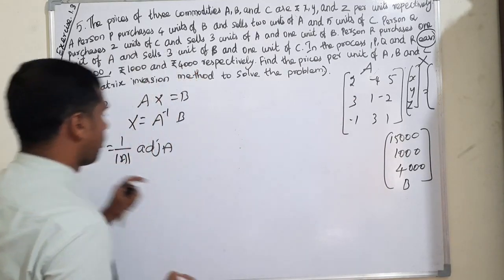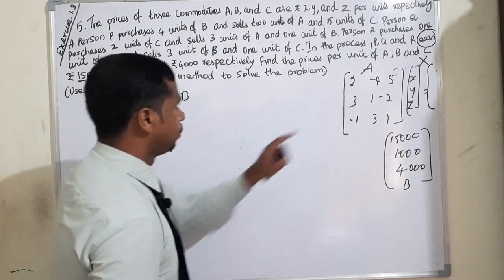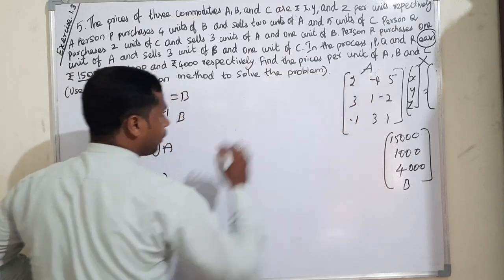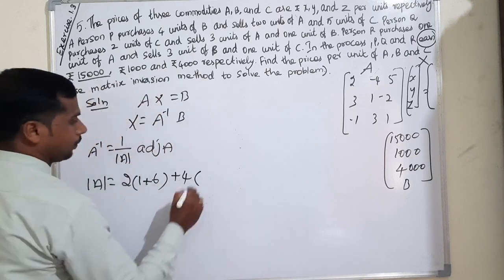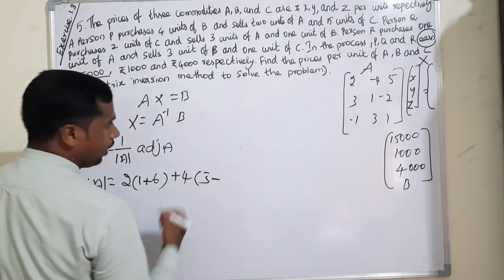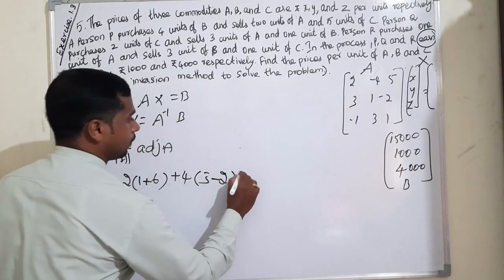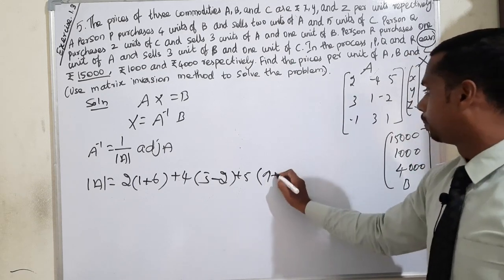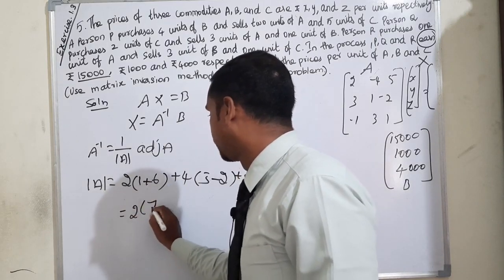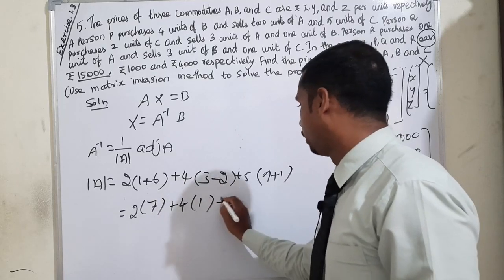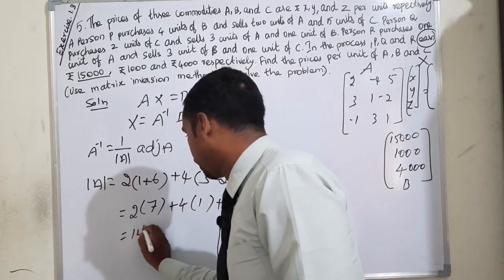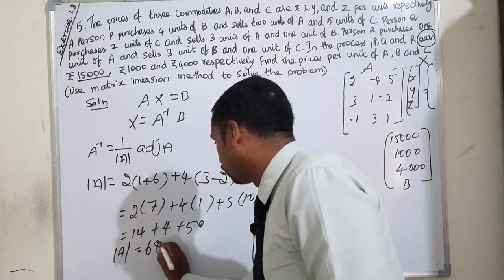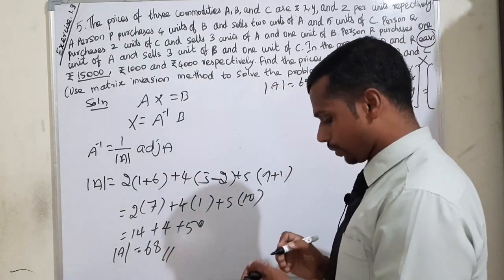How to find the determinant of A? Determinant of A means 2, skipping its row and column, 1 into 1, 1, then cross multiply, minus 2, means positive 6. Next one, we already have minus, minus into minus plus 4, 3 into 1, 3, cross multiply minus 1, minus 2, both minus means again minus, so minus 2. Last term, positive 5, means 3 into 3, 9, cross multiply plus 1, therefore 2 into 6 plus 1 means 7, then plus 4 means 3 minus 2, positive 1. Again, plus 5 means 9 plus 1, 10. Again, 2 into 7, 14. Again, plus 4 into 1 means 4. 5 into 10, 50. Therefore, determinant of A is equal to positive 68, isn't it? What is the value? Determinant of A is equal to positive 68.